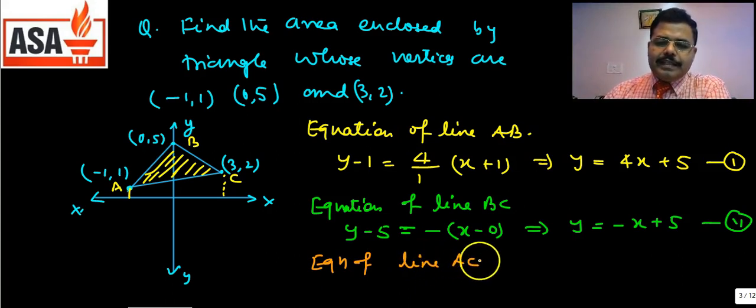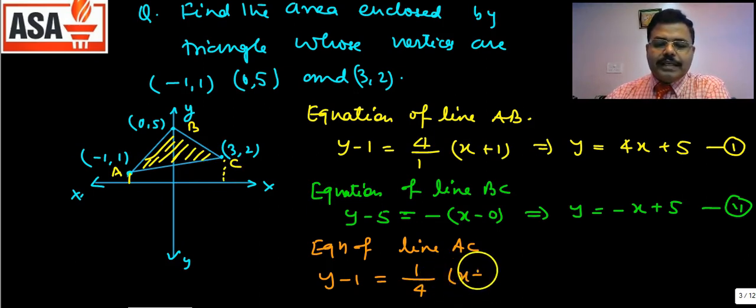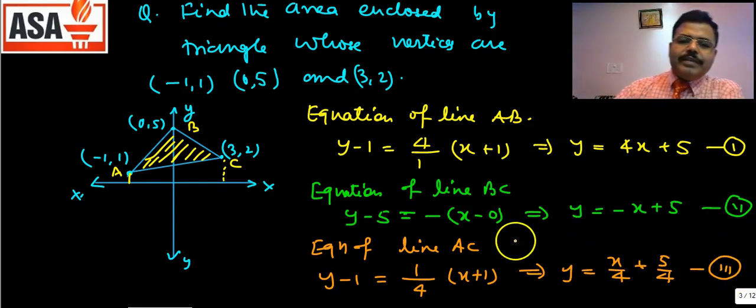The line AC is given by, what will that be? That will be y minus y1, that is 1, is equal to (y2 minus y1) that is 2 minus 1, 1, over (3 minus minus 1) that is 4, times (x minus x1), that is x plus 1. So that will be something like y is equal to x by 4 plus 1 by 4 plus 1, which is 5 by 4. So this is the third equation. So three equations we have obtained.